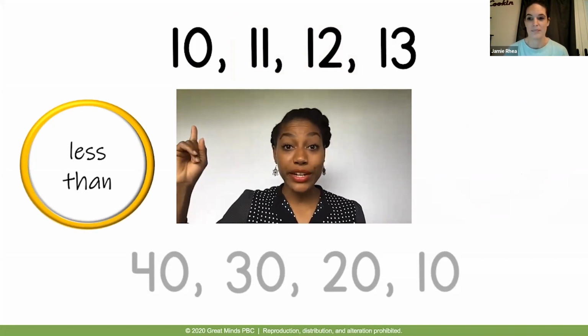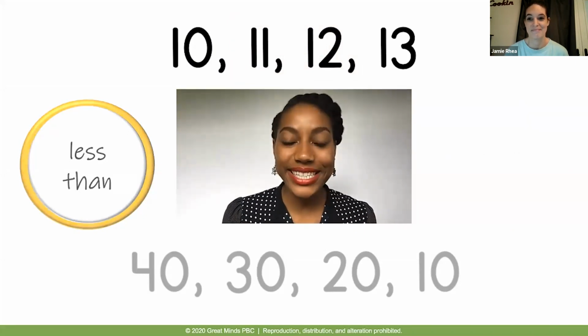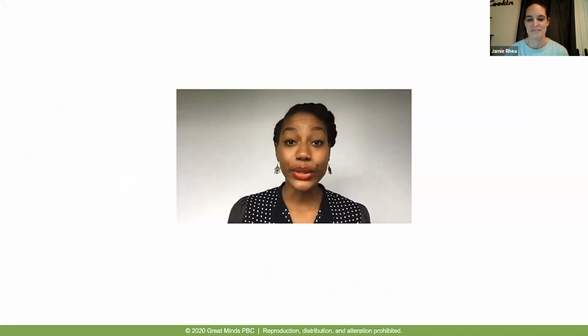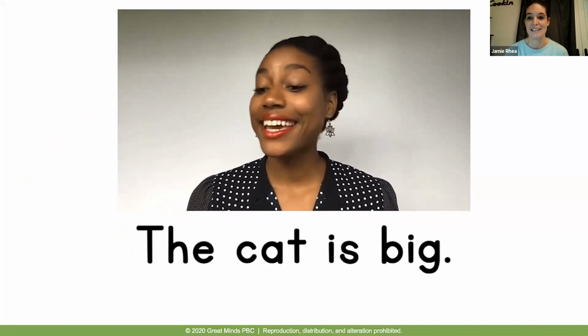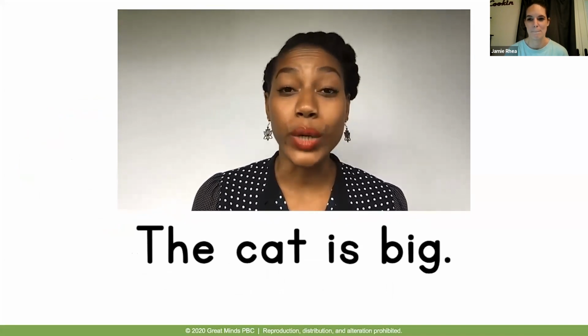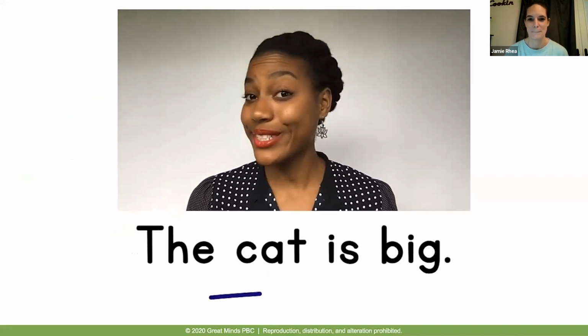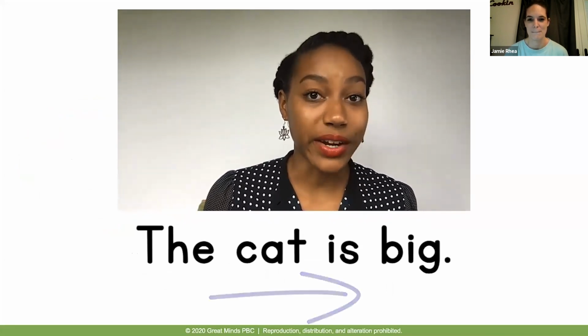You know what I just noticed? When we use comparison words, we read from left to right, just like we read a sentence. Let me show you what I mean. Read this sentence. The cat is big. We read our sentences from left to right. And we do the same when we compare.